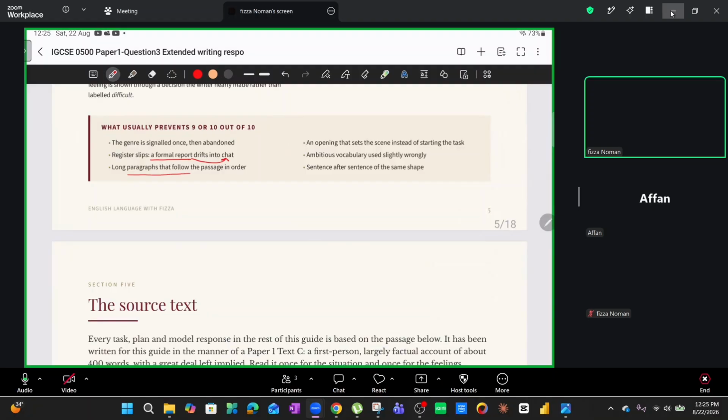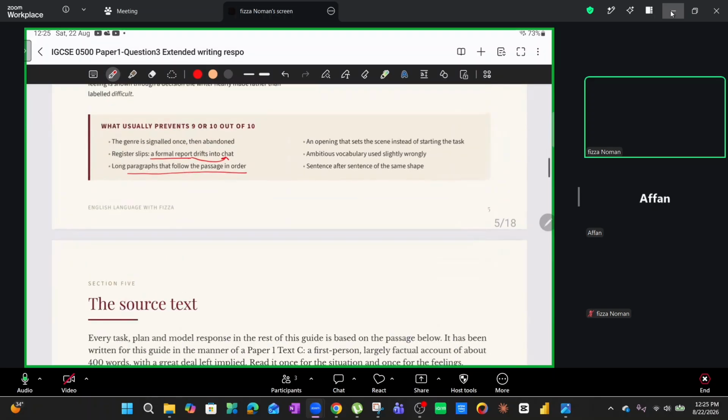Long paragraphs that follow the passage in order. An opening that sets the scene instead of starting the task. Essay nahi karna, you're not writing a story. Ambitious vocabulary used slightly wrong. Fancy words used out of context. Sentence after sentence of the same shape. You end up using only simple sentences, or only compound sentences, or only complex sentences. Make sense?